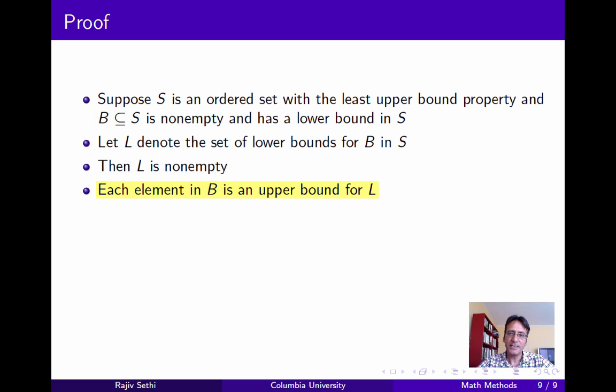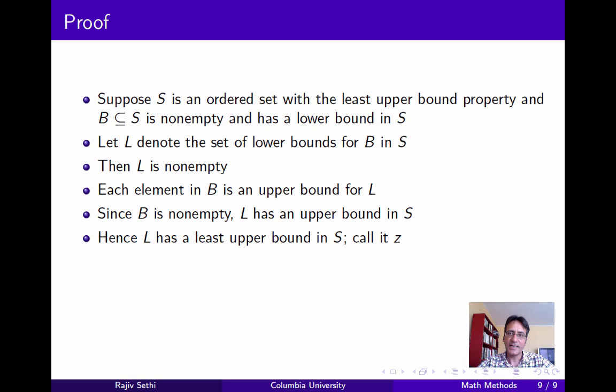Now each element in B is an upper bound for L, and this follows just from the definition of L. If there were an element in B that was smaller than some element in L, then L couldn't be the set of lower bounds for B. Now since B is non-empty and every element of B is an upper bound for L, L has an upper bound in S.